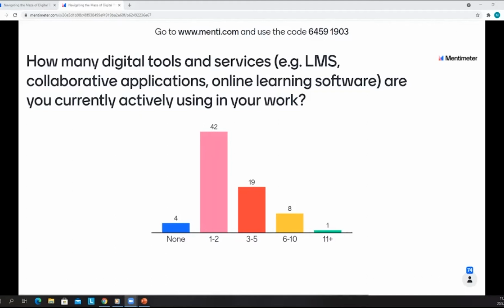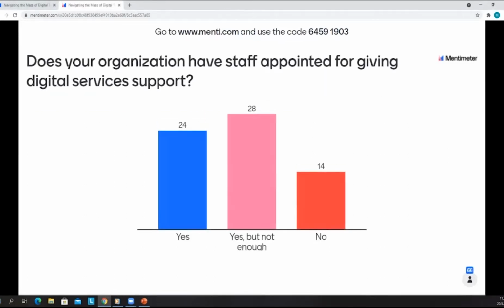But we also have people who are using none. I think that will change in the future. There will be more and more tools and software available, and perhaps necessary also as a part of the TVET training. And then the last question we have is a very important one. Does your organization have staff appointed for giving digital services support? Yes, but not enough seems to be the winning answer here.